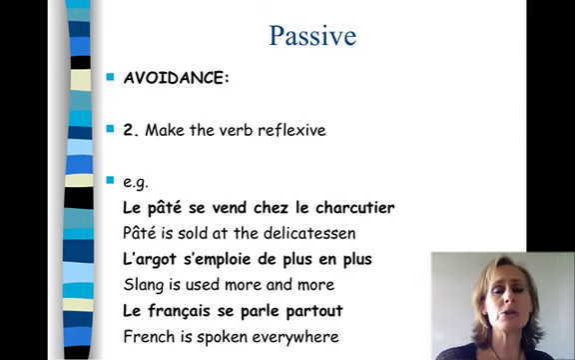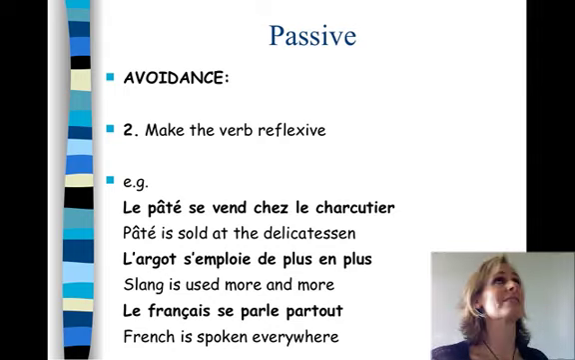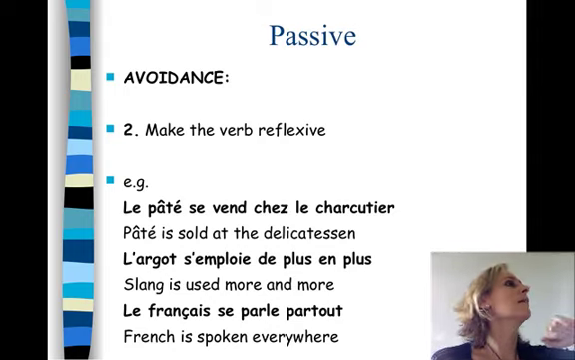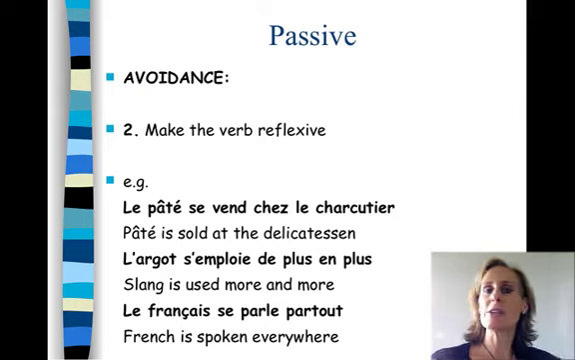Here's another way to avoid using the passive. Make the verb reflexive. And the French use this a lot. These examples are typical of what happens. Le pâté se vend chez le charcutier. Pâté is sold at the delicatessen. Pâté sells itself. Well, if it's that good, it probably does. Le pain se vend par là. Bread is sold over there.